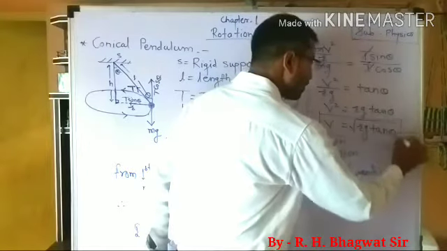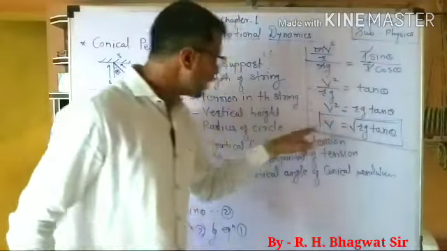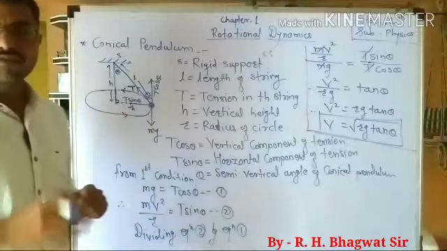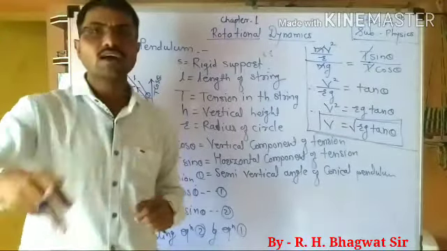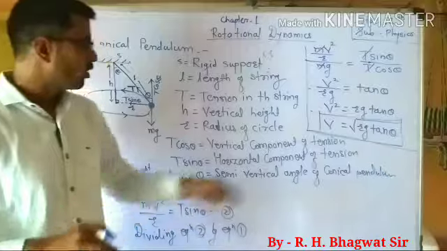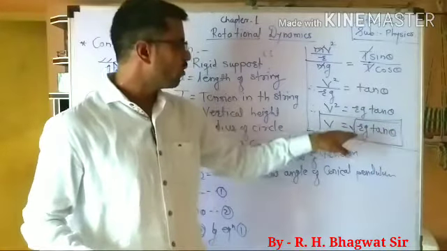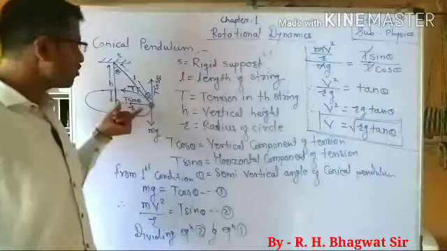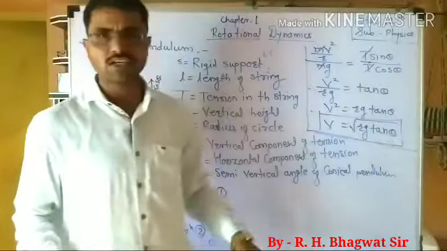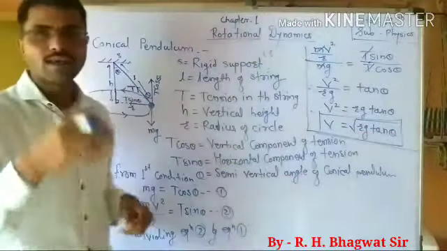Now this is the required equation for linear velocity of the bob of a conical pendulum performing circular motion. v is equal to root of r g tan theta, where r is the radius of the circle, g is the acceleration due to gravity, and theta is the semi-vertical angle.